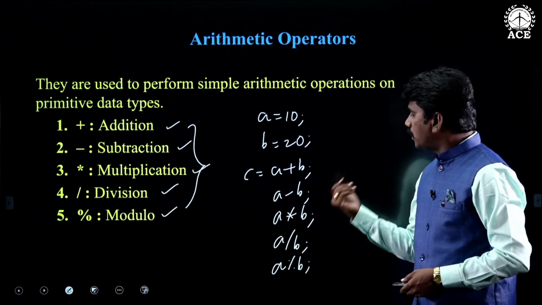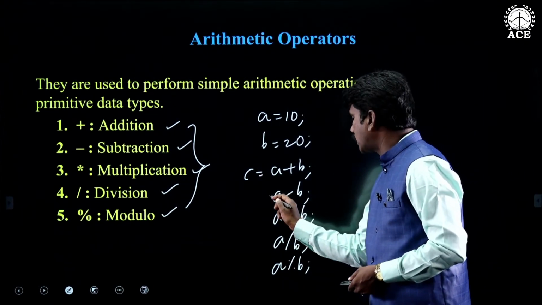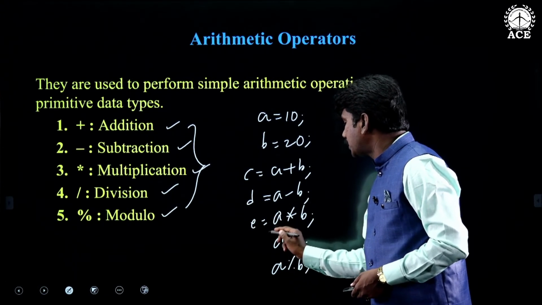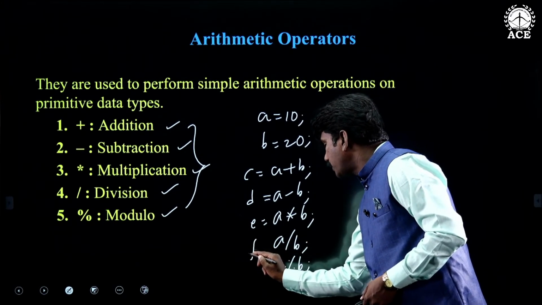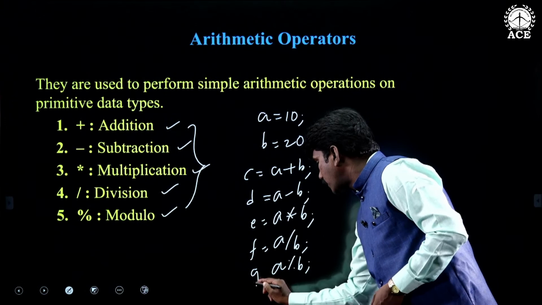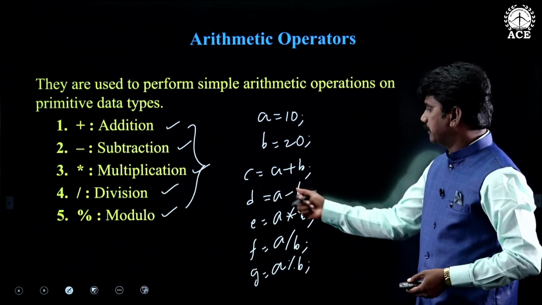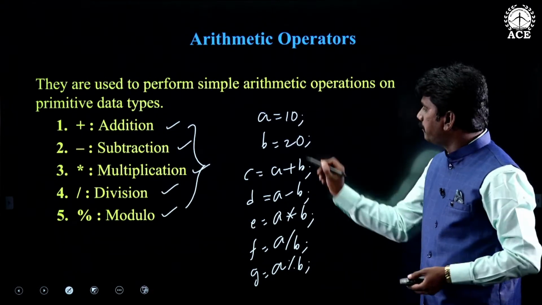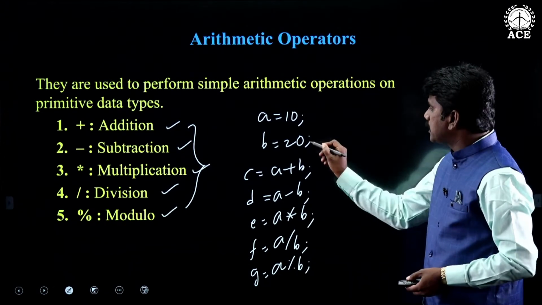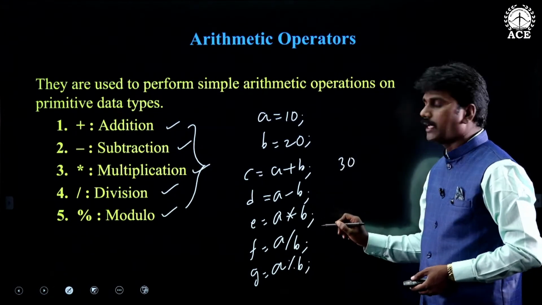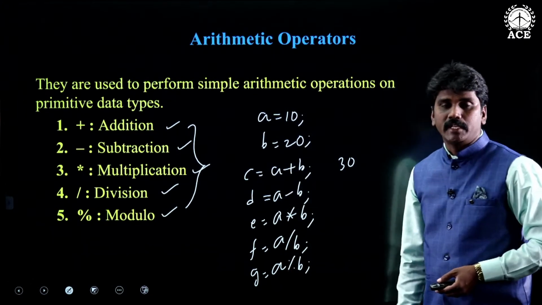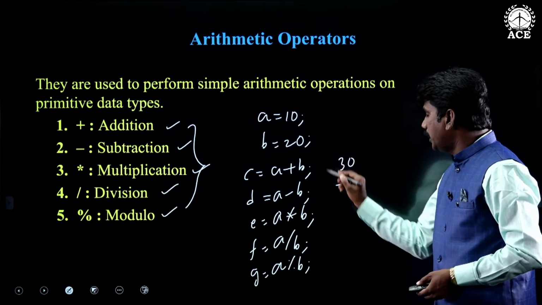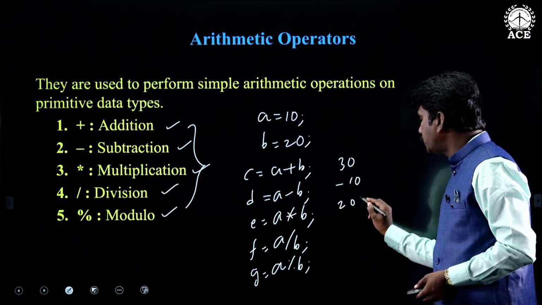Each time, if we would like to store the result, we can take a corresponding variable like D. For the multiplication, E is equal to A into B, F is equal to A by B, Z is equal to A mod B, for example. Now, A has the value 10 and B has the value 20. So A plus B gives the output 30 if I display the variable C. Similarly, A minus B is minus 10. For A into B, 10 into 20, it is going to be 200.